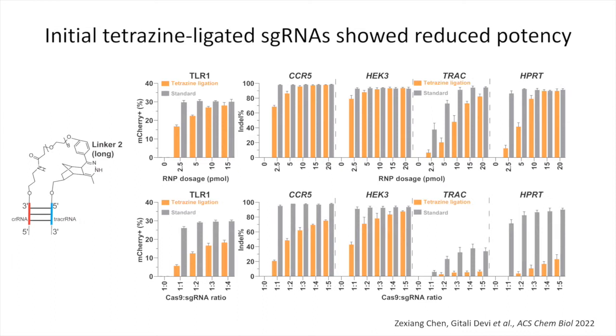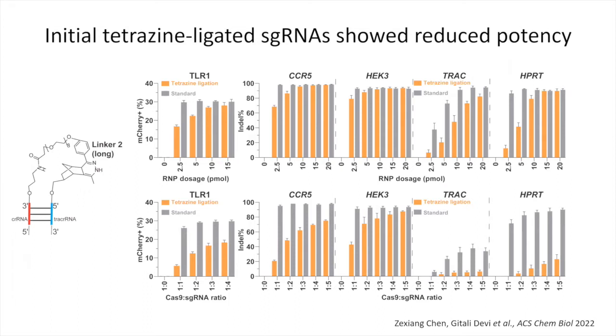If we change the ratio of Cas9 to single guide, again, this sort of accentuates the challenge, and particularly at some challenging loci like the track locus or HPRT, we see that there's really a pretty dramatic difference in the editing by standard tetraloop sgRNAs and our tetrazine guides.